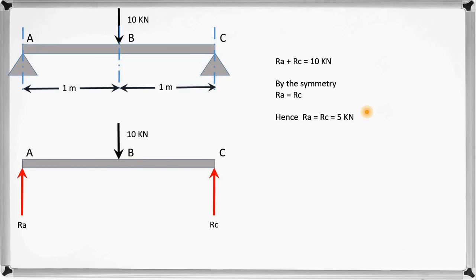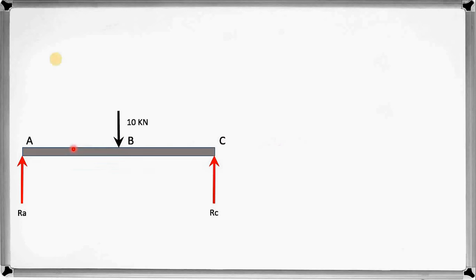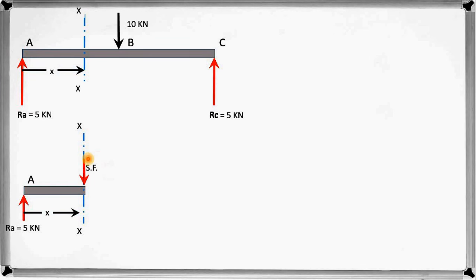Let's get rid of this diagram, and the calculation as well. This moves to the corner. Write the values of Ra and Rc, and both are the same, 5 kN. Now the game starts. To check the shear force value, in the AB section cut a section at a distance x from the point A. Net force on this part is 0, that gives Ra to be 5 kN.